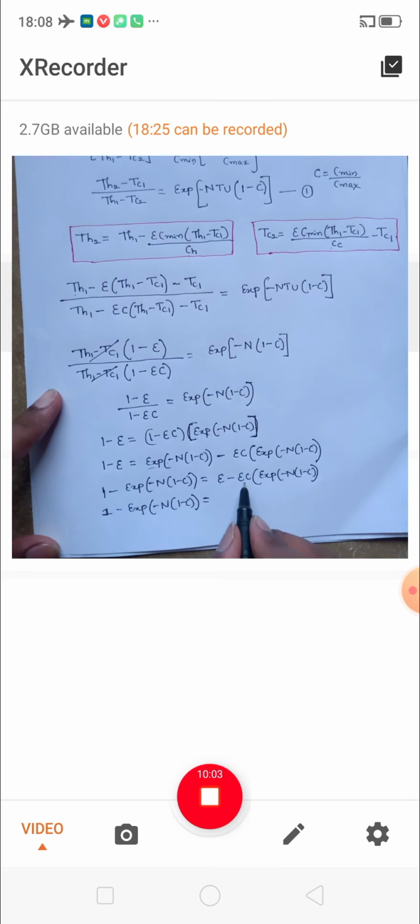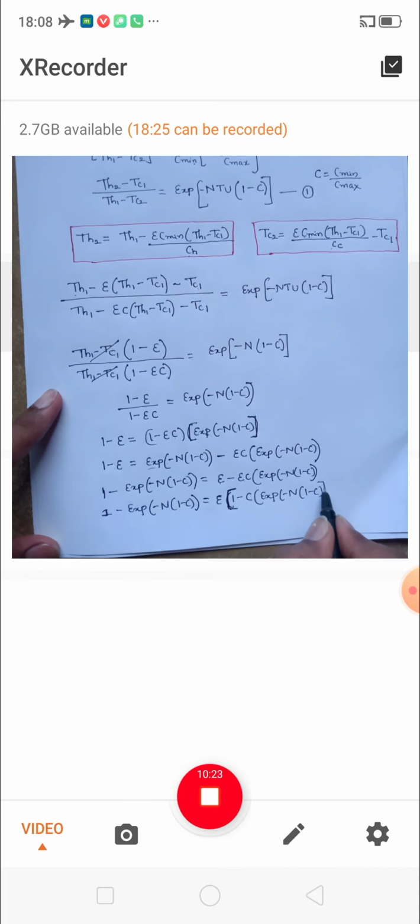Here also epsilon is there. I will take epsilon as the common. So I will write this in the entire bracket: 1 minus C. Epsilon I have taken common. So this will be exponential of minus N in the bracket (1 minus C). So now already the effectiveness term is separate.